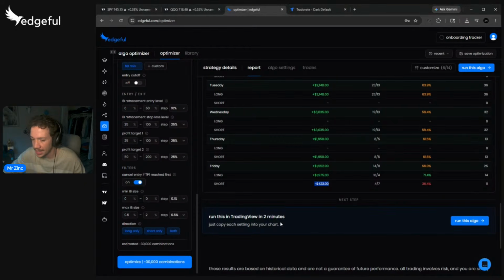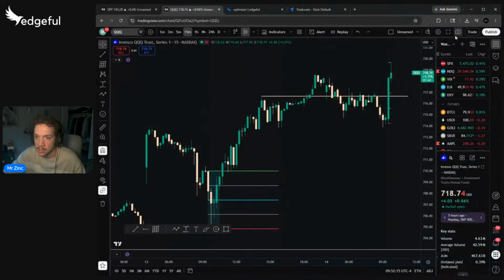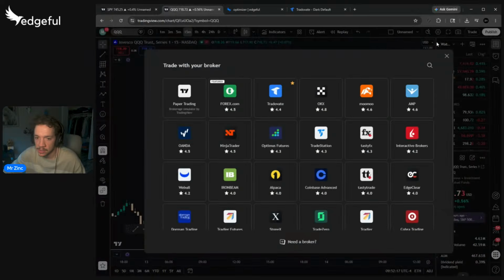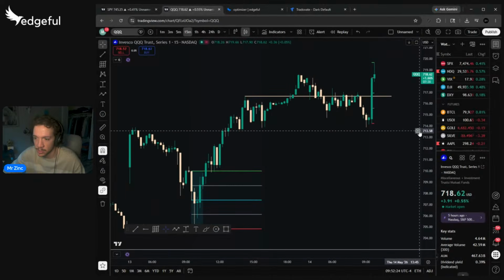And then for everyone asking, how do you put this into TradingView? It has a prompt for you on the bottom. Once you run the algo, you can run this algo in your TradingView chart. Just copy each setting into your chart. And I think I can also, can I connect Webull in here? I can. Beautiful. So we might be live trading some futures on Webull next week. We'll see.